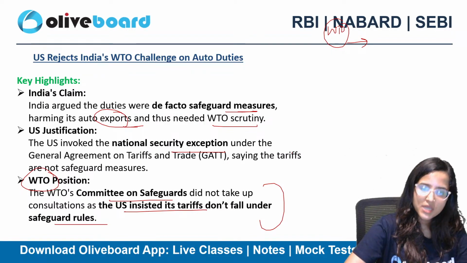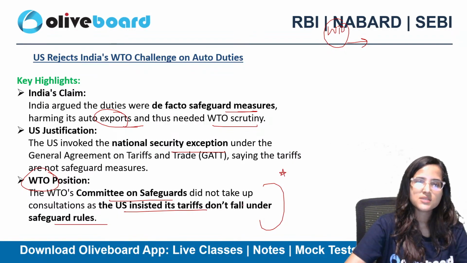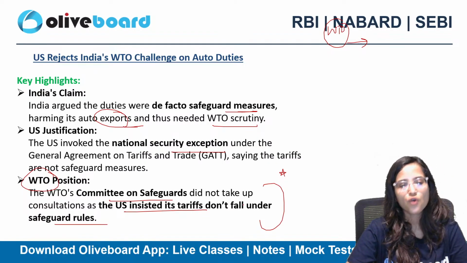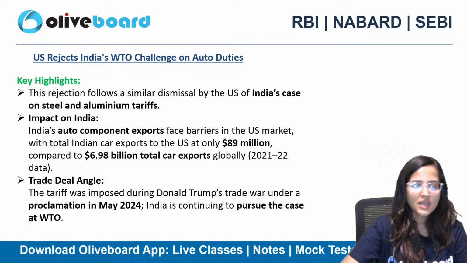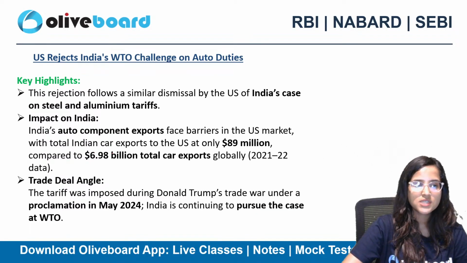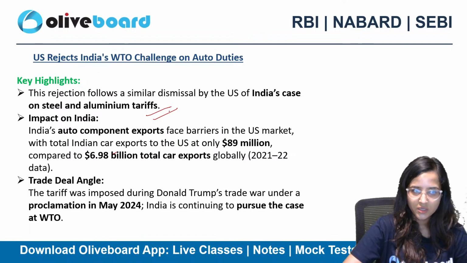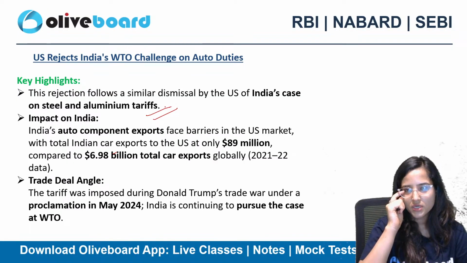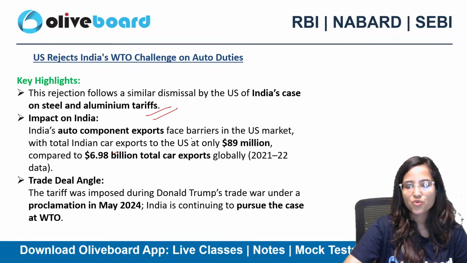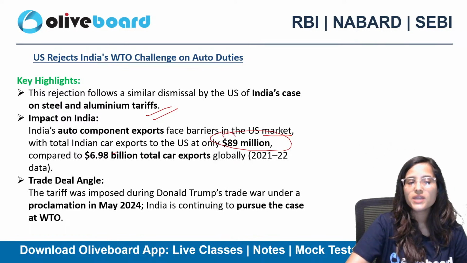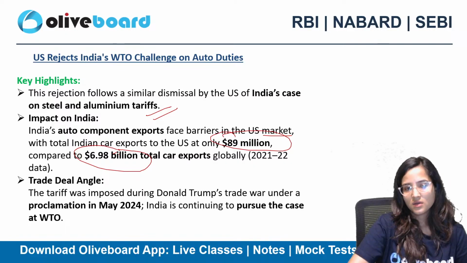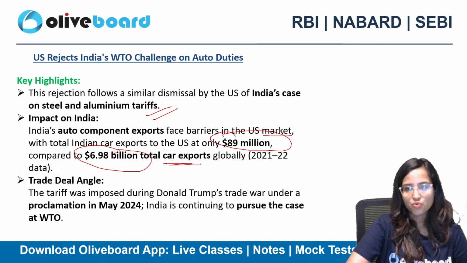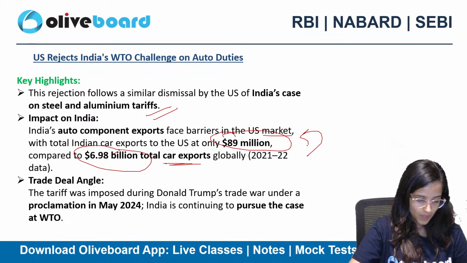So यहाँ पे WTO said कि it won't take up any action. Why? Because US has said that it is because of national security and it does not fall under the safeguard rules of WTO. ठीक है? And then India had also raised concern about steel and aluminium tariffs. That was also rejected. Fine. Then if we talk about the impact on India, India's auto component exports face barriers in the US market, with total Indian car exports to the US at only $89 million as compared to 6.98 billion dollars total car exports. So you can see this drastic reduction. Okay.